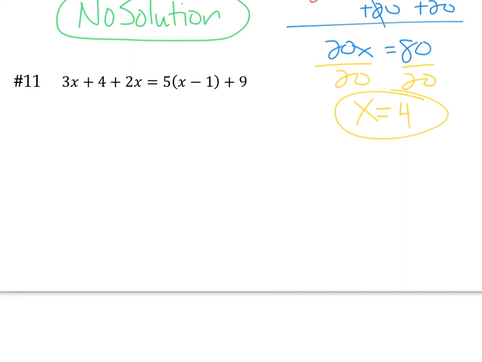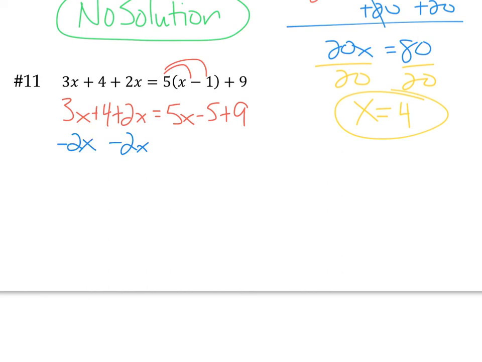Okay, in this next problem, I want to show you a couple things to avoid in particular you'll see on this problem. So if I multiply this 5 into the parentheses first, I get 3x plus 4 plus 2x equals 5x minus 5 plus 9. What you want to avoid doing, do not subtract 2x to cancel it out. What did I just do?